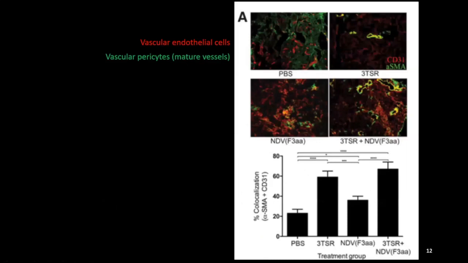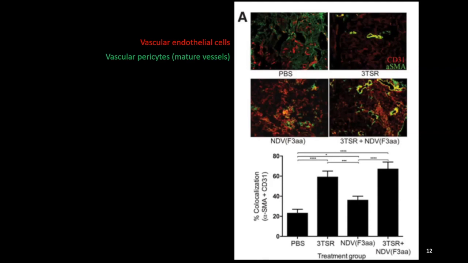Secondly, they performed a microscopy experiment where in each of the panels in the top right, we're looking at vascular endothelial cells in red and vascular pericytes in green, with pericytes representing cells that typically form around mature vessels.